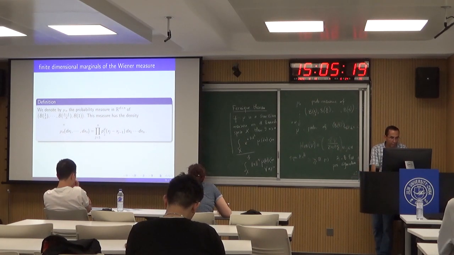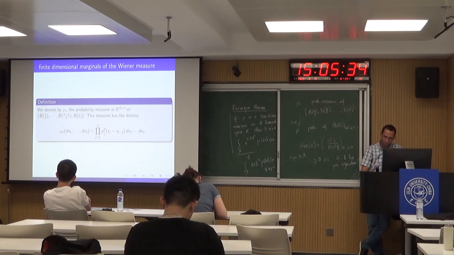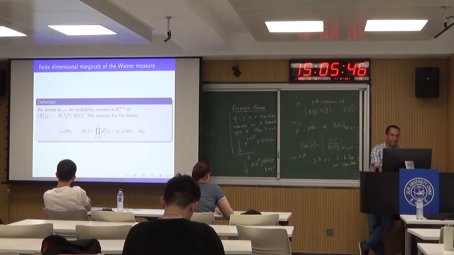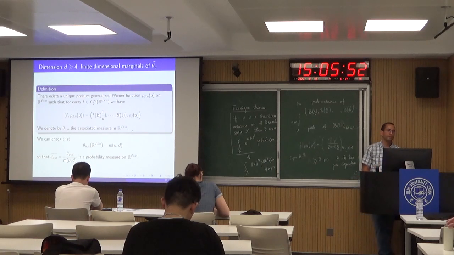So the density is exactly given by the following formula. Product from 1 to n, p of 1 over n is the usual Gaussian density that we use, of xj minus xj minus 1. Now we want to do the same thing, but for this measure theta u. What are the finite dimensional marginals? Again, theta u is obtained from some generalized function. To define its marginals, we again come back a little bit to generalized functions.